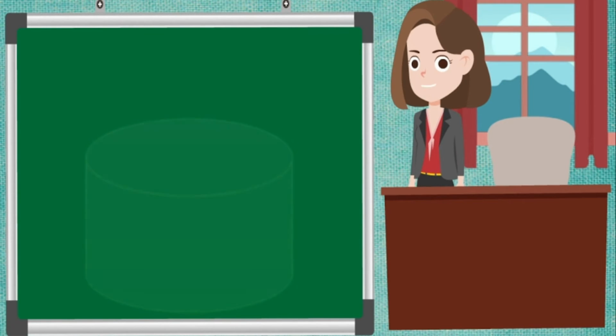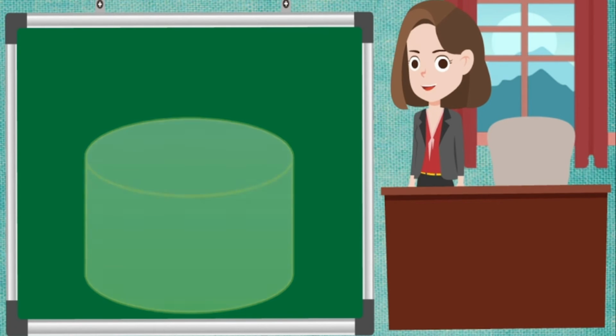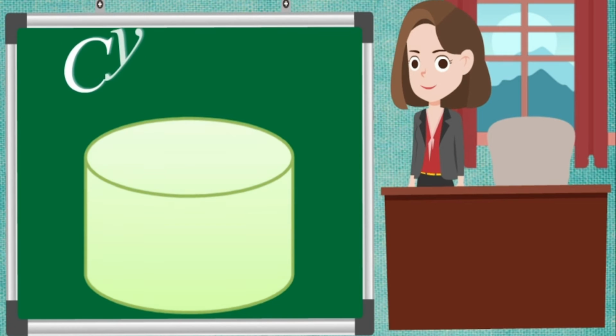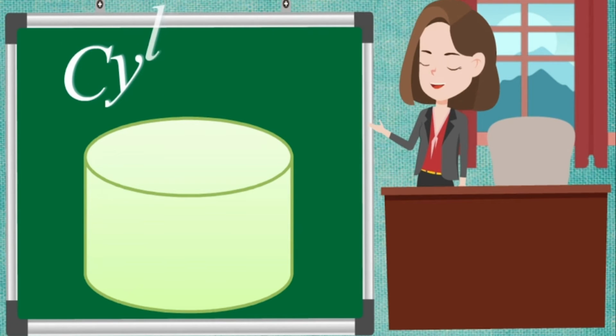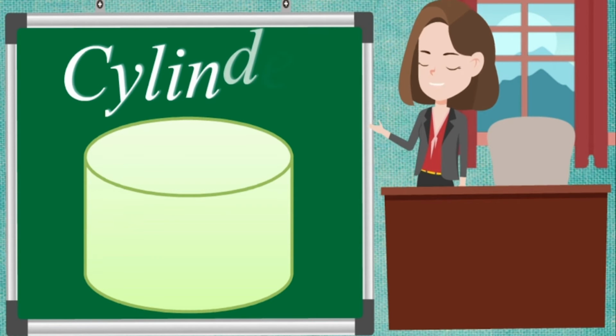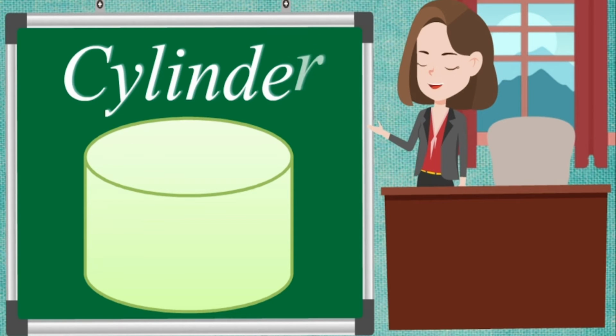Cylinder. A cylinder has two flat ends in the shape of circle. C Y L I N D E R, cylinder.